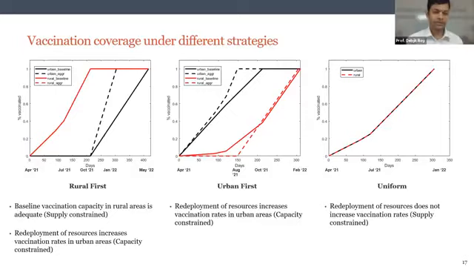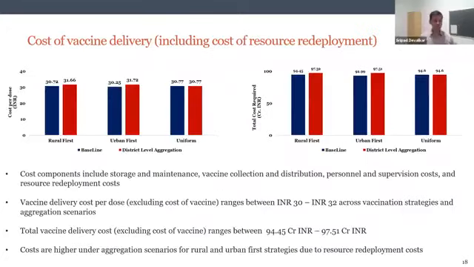Sure, Shripad, please go ahead. So the second output of the supply chain model was the cost of implementing each of these strategies under the different scenarios. And we did this the same way that we estimated the cost for the routine immunization framework, where we know how much utilization of each of these resources costs, and we know what the utilization is for delivering COVID vaccines, and therefore we can estimate what the cost of delivery is.